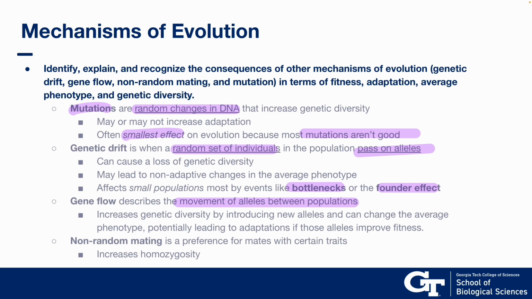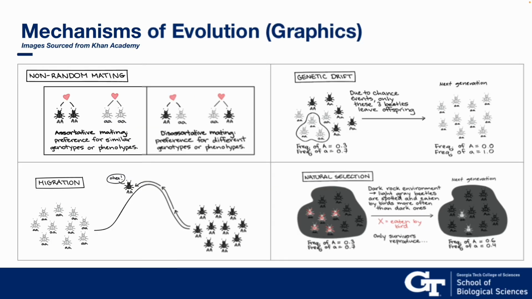And then lastly, we have non-random mating. Hopefully, we know what this one means by the name. Non-random mating happens when we have a preference for certain traits. This happens with peacocks, right? With the feathers. So mates are selected based on a certain trait, and that obviously creates a selective pressure towards those traits. So now here's some graphics of what those mechanisms look like.